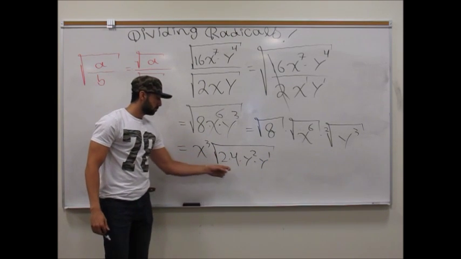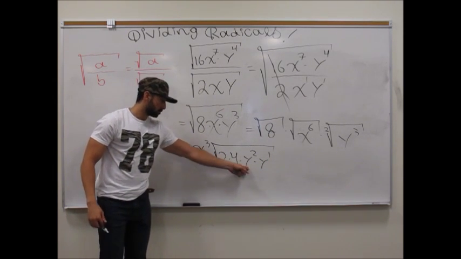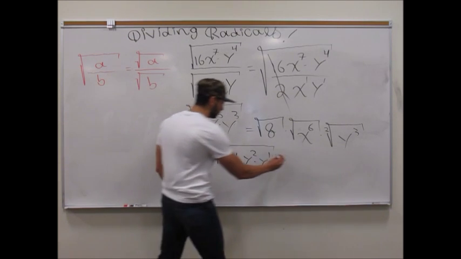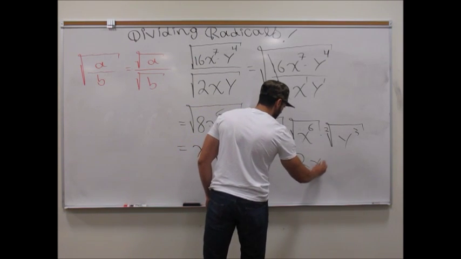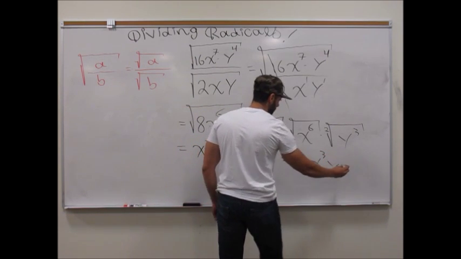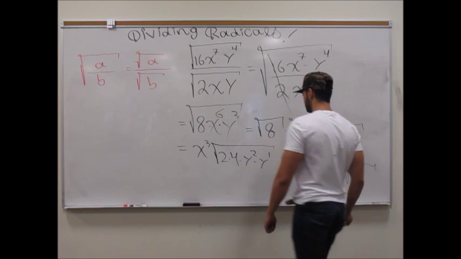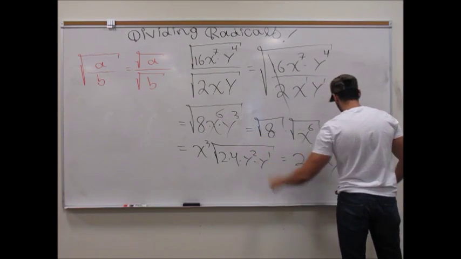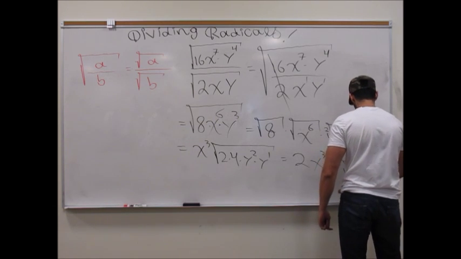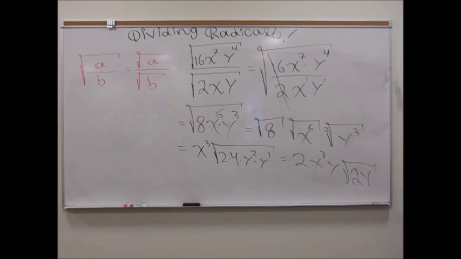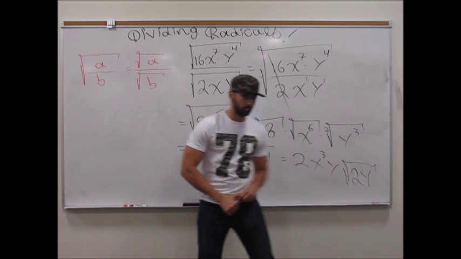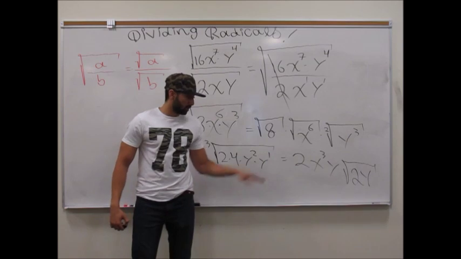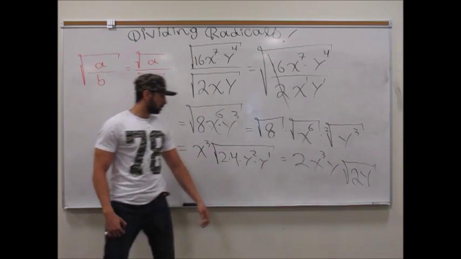So what's going to come out of here is that 4 and that y squared. So this is going to come out as a 2, and that's going to come out as a y. So then I get 2x cubed y square root of whatever is left, which was a y and a 2. So that's my final answer: 2x cubed y inside the radical times inside the radical 2y.